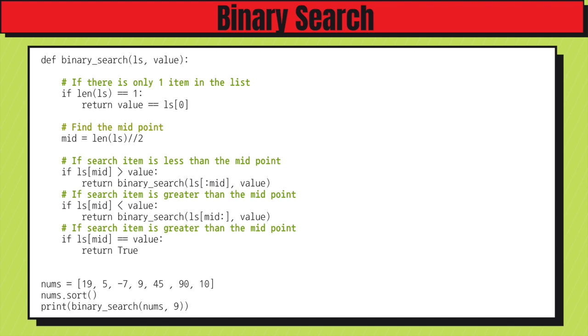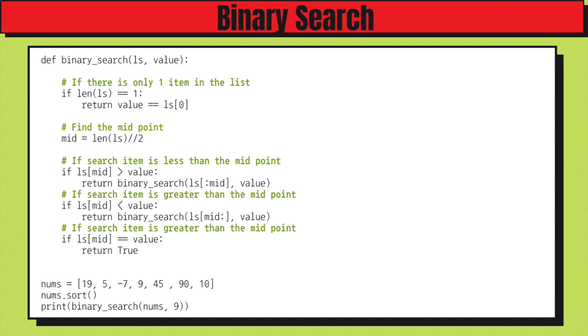So once we have the midpoint, next we want to see if the search item is less than the midpoint, then we want to search the lower half of the list. So we say return binary search, and this is the name of the list, from the beginning of the list up to the midpoint, but excluding the midpoint. And we pass the value. So here we are using recursion because we are calling the function again. We're calling the same function again here, except that this time we want to do the search not on the entire list, but for the first half.